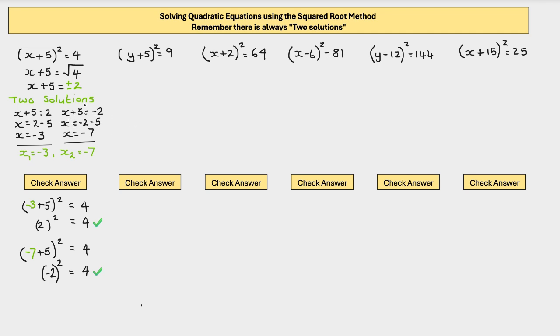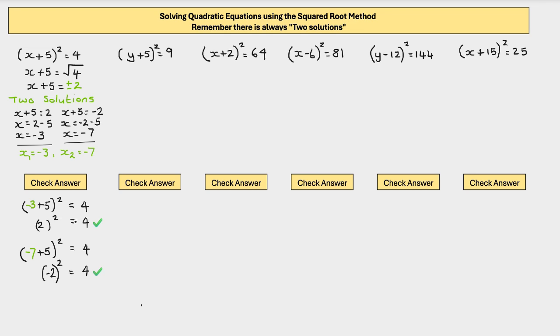Next one, we're using our negative part of the question. So x + 5 = -2. x = -2 - 5, because it's a plus. So -2 - 5 equals -7. So x2, our second solution, equals -7. That's your answer. But if you're clever enough to remember this, you could check your answer.